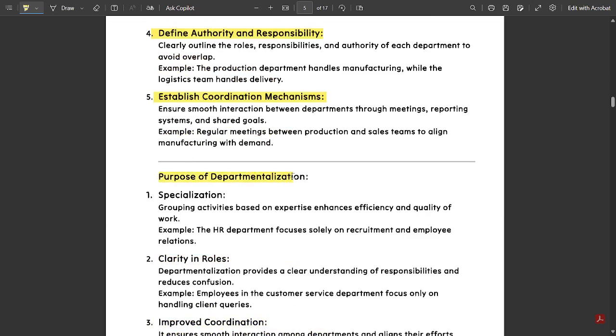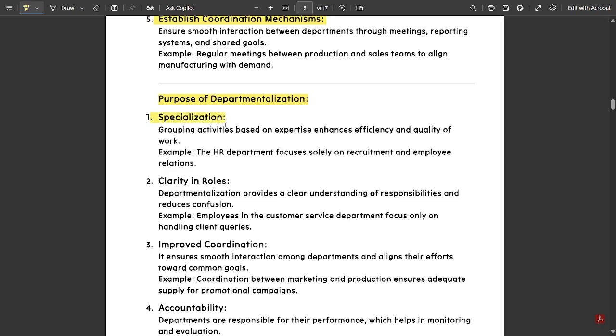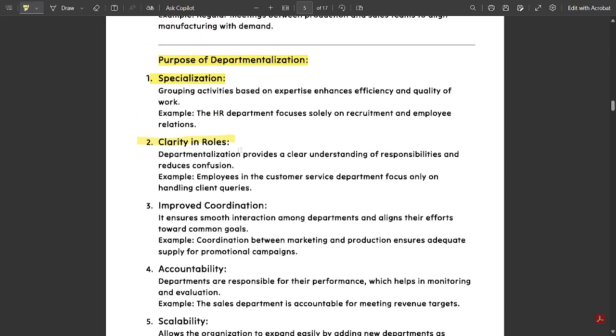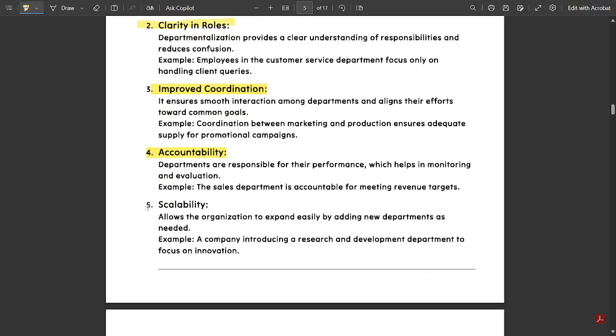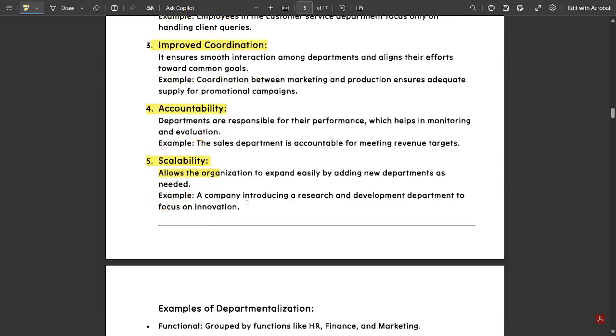Next is purpose. The purpose of departmentalization is specialization and clarity in roles. Whatever role is provided to you, you should have a clear knowledge about it, and when required, you should be able to show a consumer that you are good in that role. Okay. Next is improved coordination. Okay, coordination must be improved. Accountability, in order to improve the performance, which would be helpful during monitoring and evaluation. Accountability is a must. Next is scalability. Expanding into any market easily by adding new departments is called scalability.